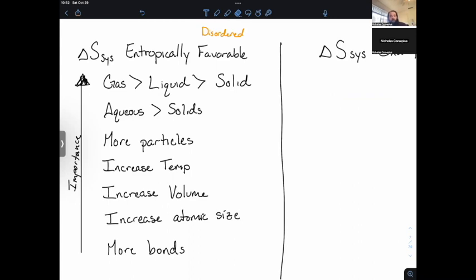The first of which is entropy. We spent a lot of time talking about entropy and things that were entropically favorable. Remember, when you think entropy, you think the energy of disorder. The universe likes disordered systems. And we talked about a bunch of different examples of what would entail entropically favorable chemical processes.